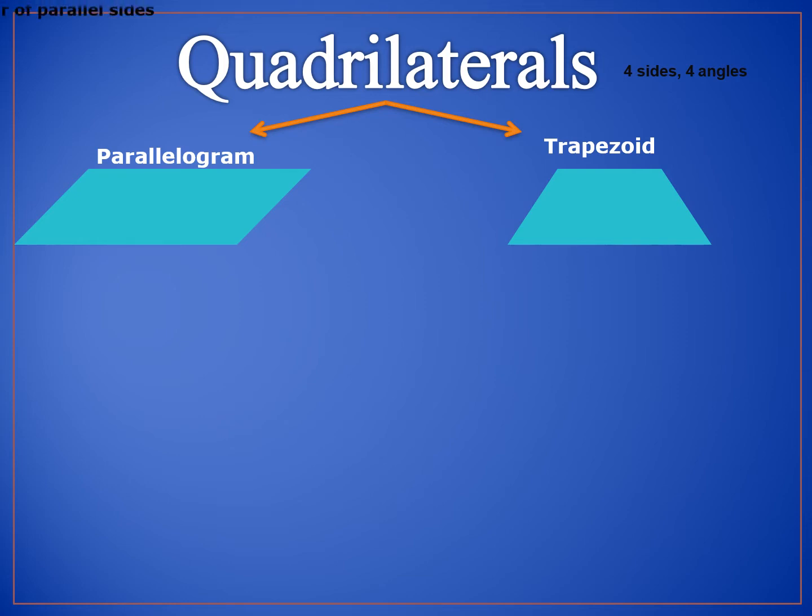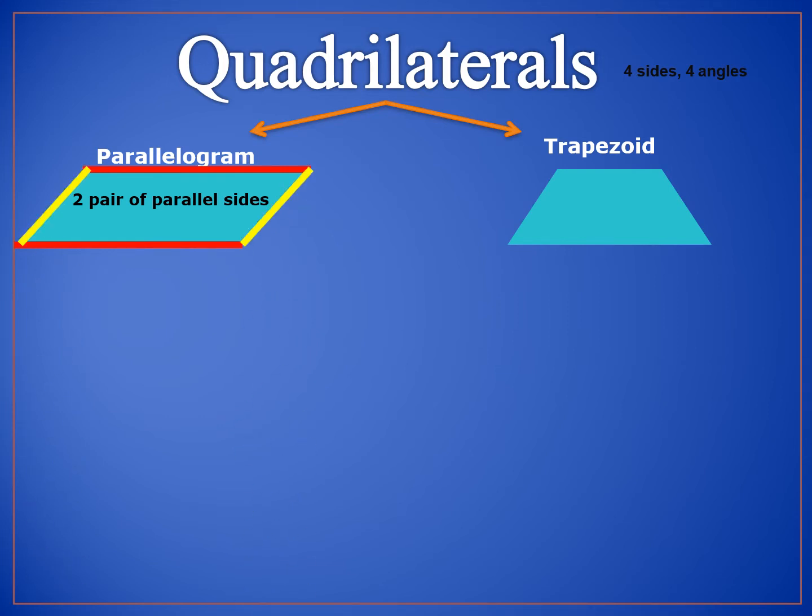What is the first pair? It is that red pair of parallel lines. Do you see the red lines here? Those two red lines, of course, are parallel. They never intersect, never meet. So this is the first pair of parallel sides in the parallelogram, and the other pair of parallel sides in the parallelogram are the yellow sides here.